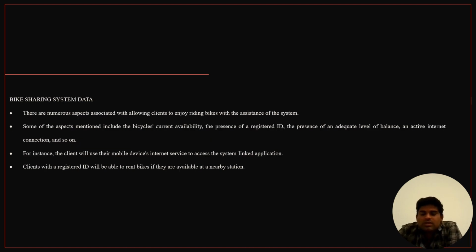Those are the list of the operating systems. So now, bike sharing system data. We are talking about bike sharing system data. There are numerous aspects associated with allowing the clients to enjoy riding bikes with the assistance of the system. Some of the aspects include the bicycle's current availability, the presence of the register ID, an adequate level of balance, and an active internet connection, and so on.